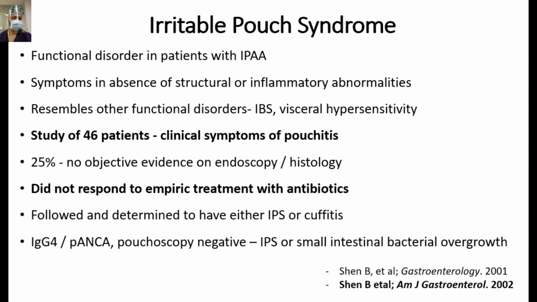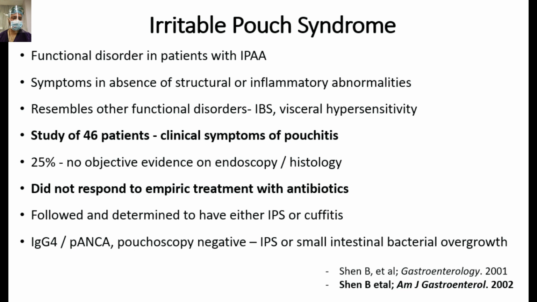In a study of 46 patients with clinical symptoms of pouchitis, 25% of the patients had no objective evidence on endoscopy or histology, and they did not respond to empiric treatment with antibiotics. They were followed and determined to have either irritable pouch syndrome or colitis. So you have to understand that irritable pouch syndrome and colitis, which we will discuss more in the subsequent part, are another differential diagnosis.